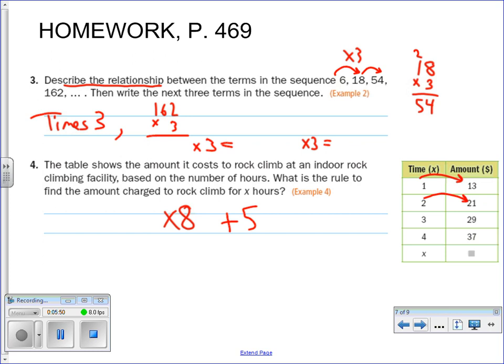So how do I get my answer here? Normally, when it's a coefficient, you write the number first, so it's 8x plus 5. But basically, either one of these are correct. So whatever x is, we can plug in the number and it'll work. Like say, I wanted to go rock climbing for 100 hours. All I have to do is plug it in. What's 8 times 100? 800 plus 5, $805. Works for any number.